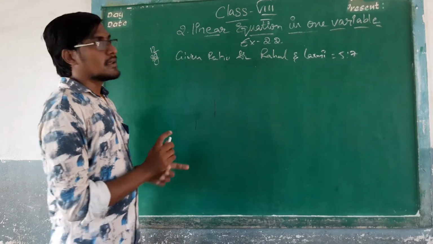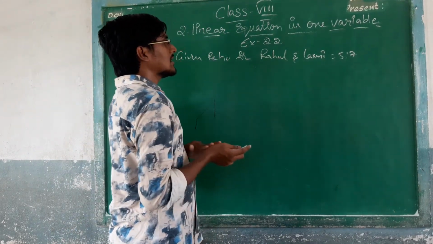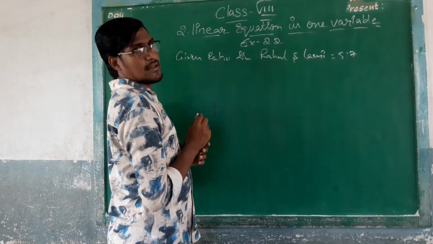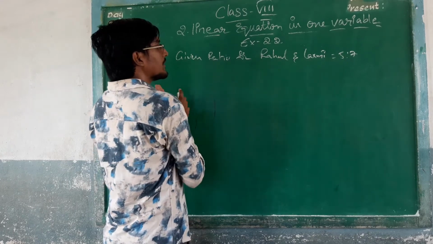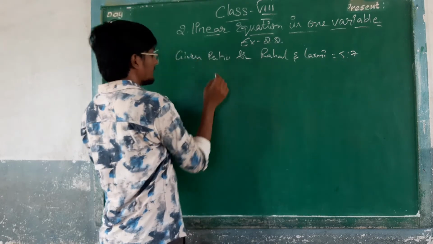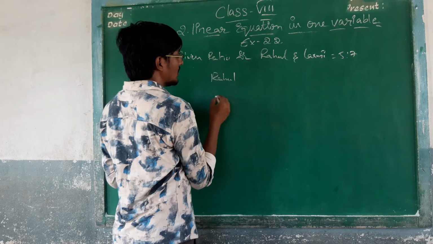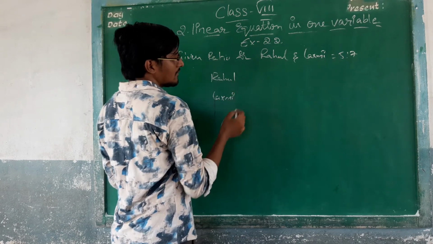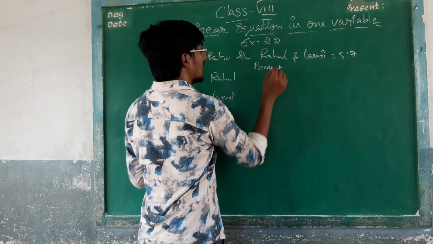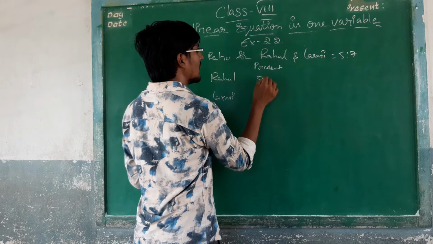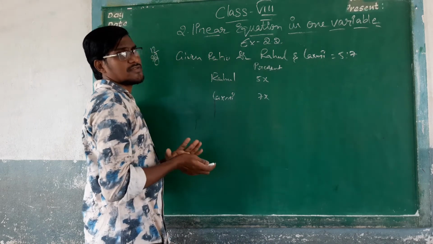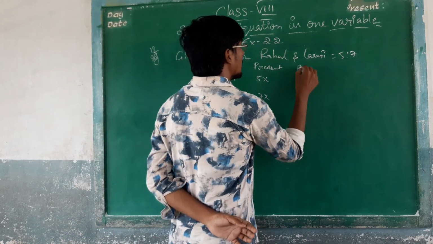Okay. Let us take the present age to be x. Rahul's present age is in the ratio of 5, so it will become 5x. Lakshmi's age is in the ratio of 7, so it will become 7x.